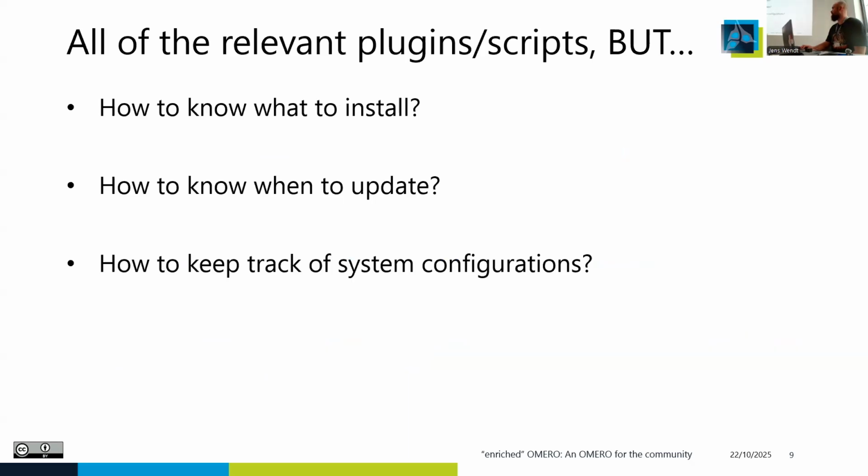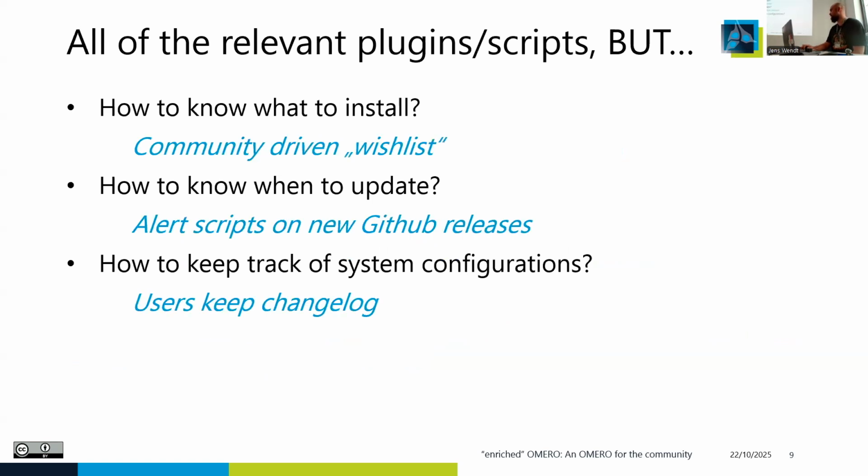The buts for the second column, all the relevant plugins: but how to know what to install, when to update, and how to keep track of system configs. Basically, I would propose something like a community-driven wish list. What would make sense on there? What would people like to have there, and why? And then maybe just simple alert scripts on new GitHub releases that might work.